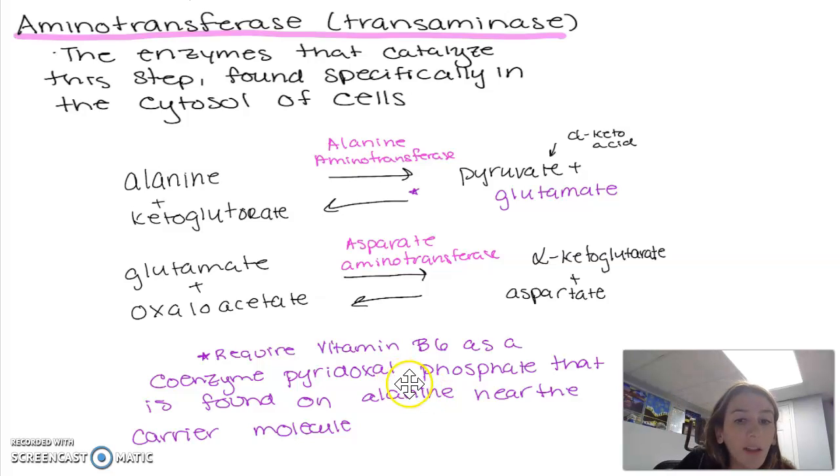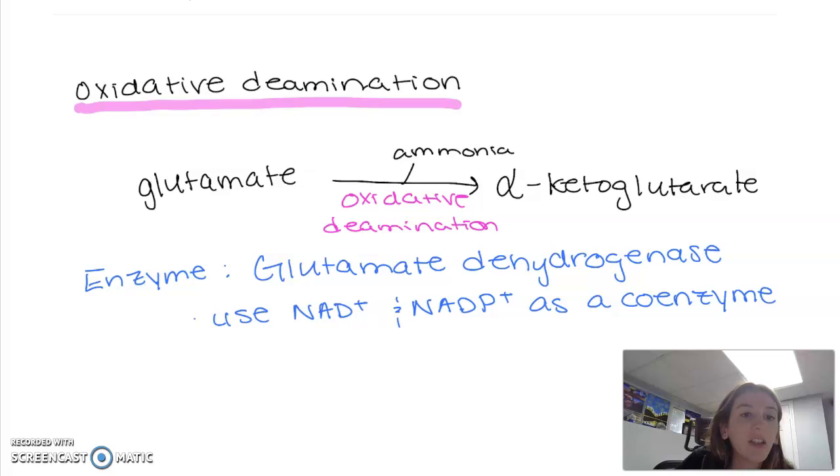And then the second one, which is a little less common, glutamate and oxaloacetate, and that'll be transferred to alpha ketoglutarate and aspartate using the aspartate aminotransferase enzyme. And now, from here we can go to oxidative deamination.